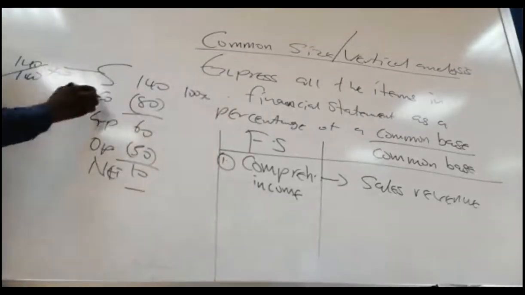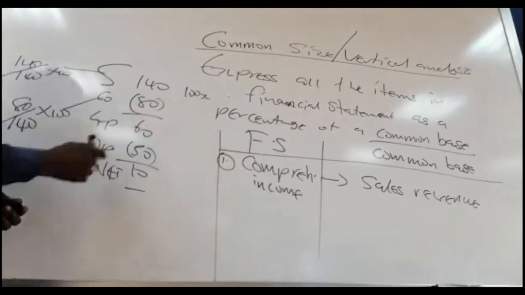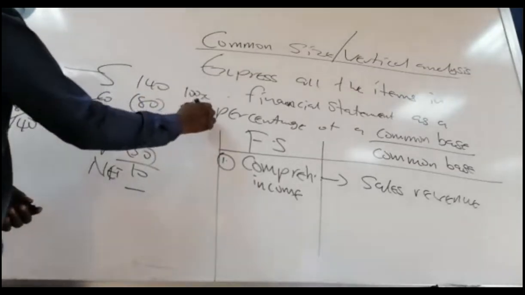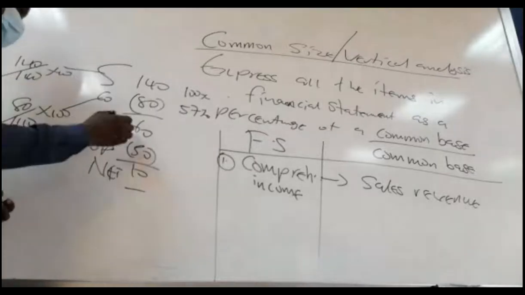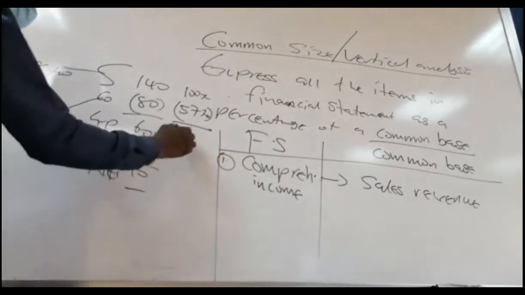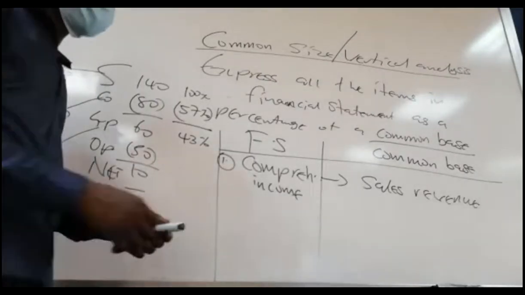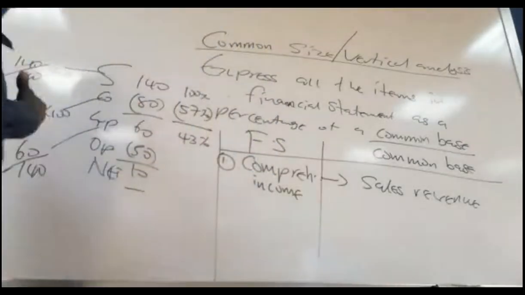Now go to cost of sales. Cost of sales will be 80 over 140 times 100, so 57%. Then I'll go to gross profit. You take it off, you get something like 43%. That's 60 out of 140. Pick each of the items and divide it by the sales revenue times 100, each one after the other. So that's the common size financial statement for comprehensive income.